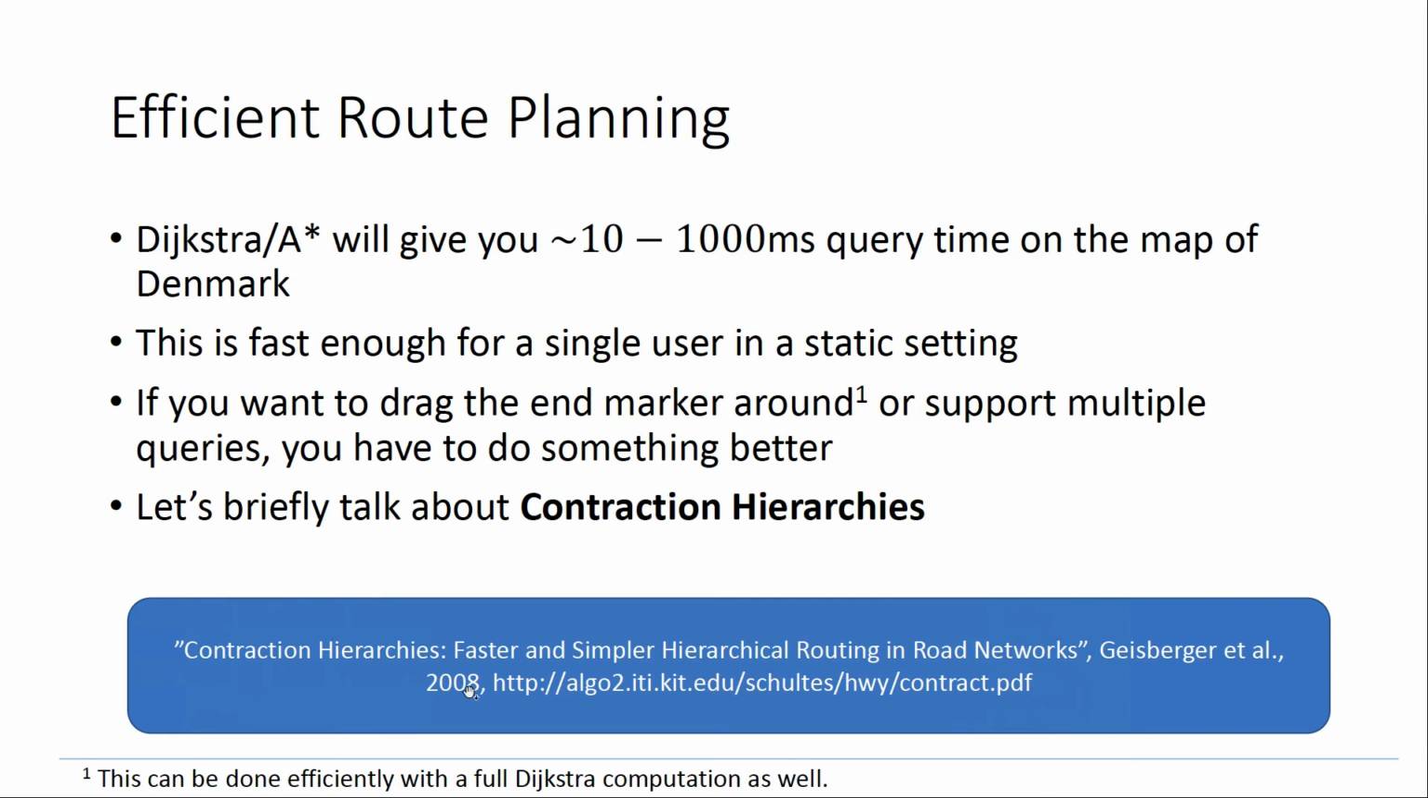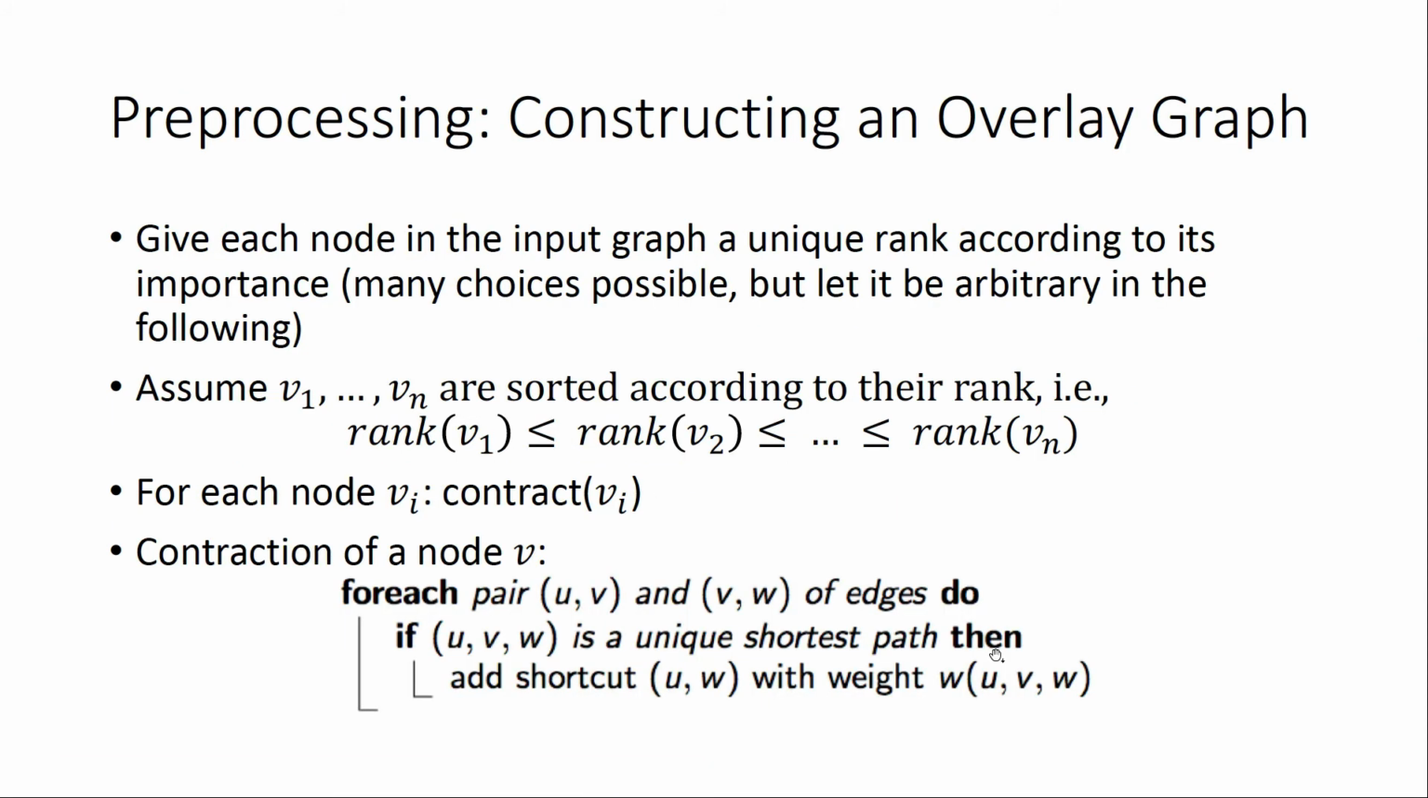It's a paper from 2008, and it's really beautiful. What they do is they start with the graph, and each node gets a rank. You just number them through, let's say completely arbitrarily. One node becomes rank 1, and the other one, and then you number through until n. And then you sort them all according to their rank.